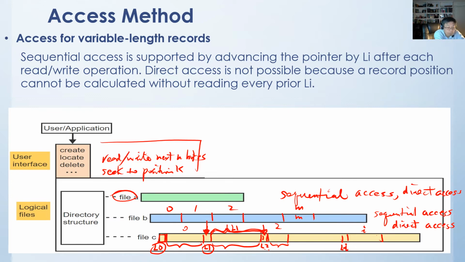Now, in that scenario, there's no way you can perform direct access, right? Because each record has a different length. You have to start from record 0 and move the length of L0, then move the length of L1, then move to record 2, and then move to record 3 by moving the length of L2. So you're going to move record by record. You cannot directly jump because you have no idea what the length of each record is.